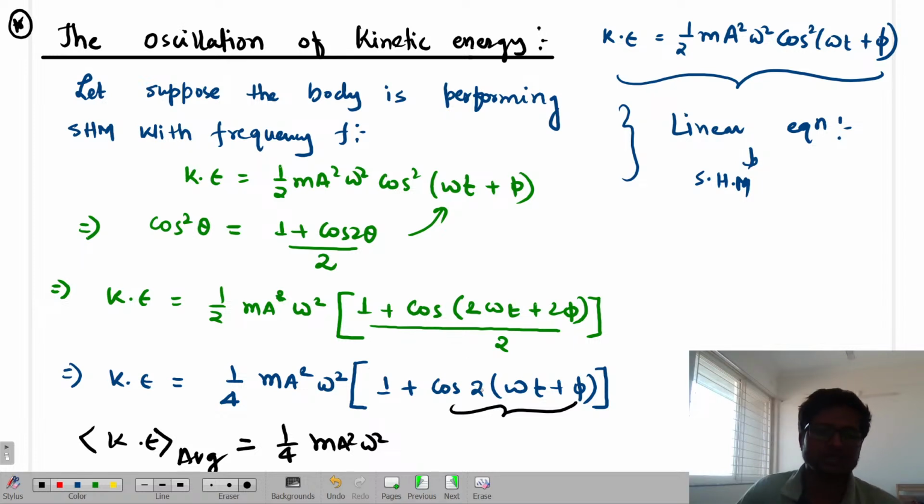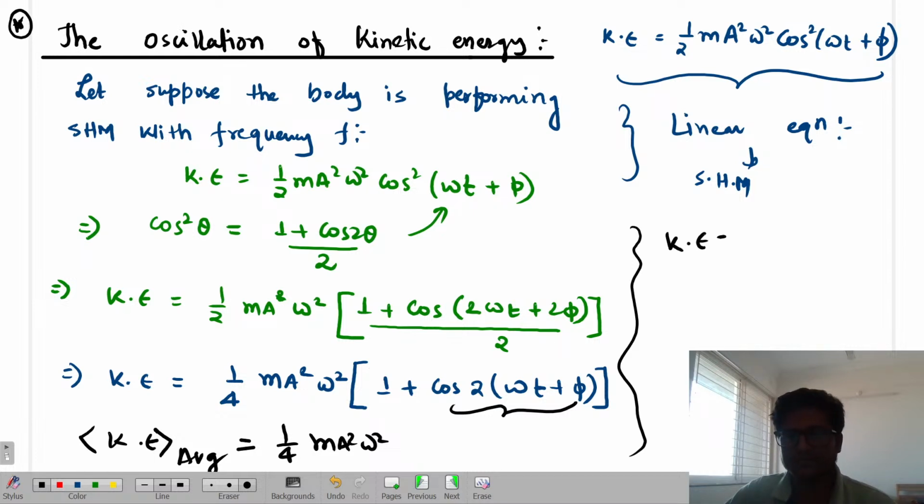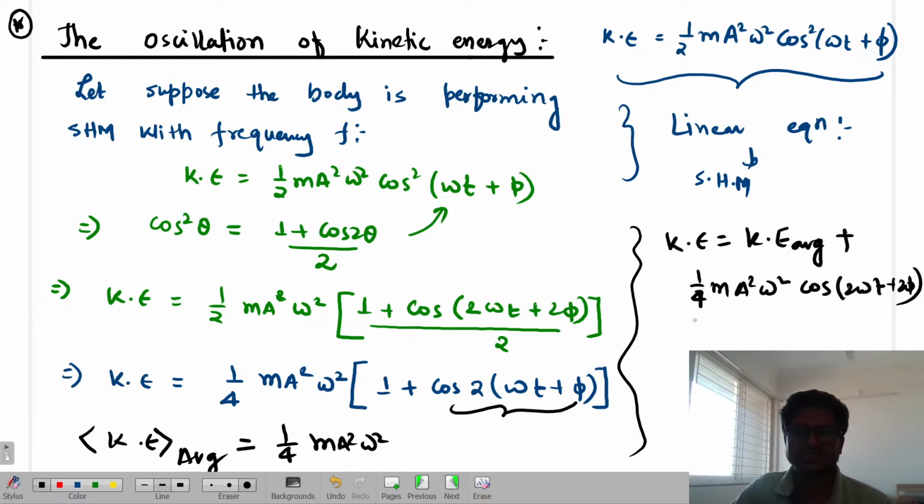Yeah, and next thing is, you look over here. In terms of linear equation, this kinetic energy is 1/4 ma square omega square, I'll call this K average, kinetic energy average, plus this term 1/4 ma square omega square cos(2 omega t plus 2 phi)। ऐसा लिख सकते हैं, नहीं लिख सकते? तो ध्यान से देखो, जो काइनेटिक एनर्जी है उसकी फ्रीक्वेंसी क्या है? ट्वाइस ऑफ ओमेगा है या नहीं है? तो इसका मतलब क्या हुआ?